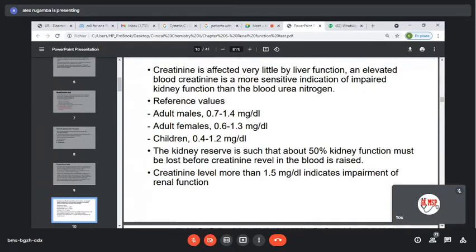But based on creatinine only, you cannot confirm. So you have to run other tests, other substances like urea and blood urea nitrogen, so that you can confirm that your patient has a renal function problem. Okay.